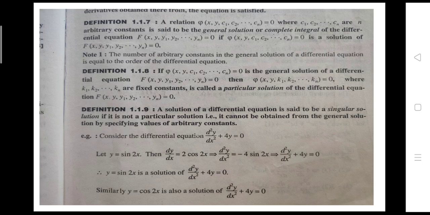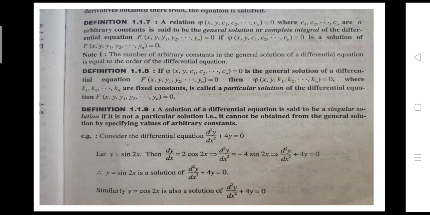Example: consider the differential equation d square y by dx square plus 4y equal to 0. Let us consider y equal to sin 2x. The derivative of y is dy by dx equal to 2 cos 2x. If we take the second order derivative, d square y by dx square is equal to minus 4 sin 2x. That means we take the derivative of dy by dx, which is d square y by dx square, and the derivative of 2 cos 2x is minus 4 sin 2x.